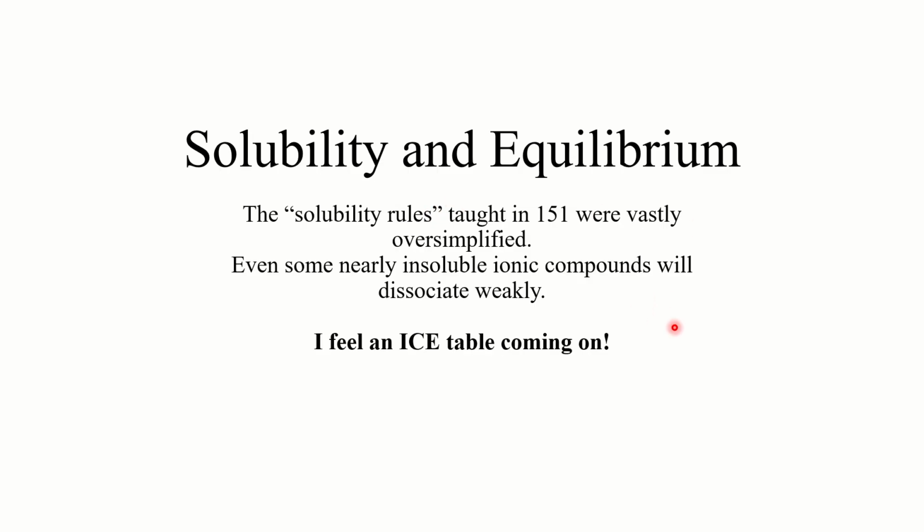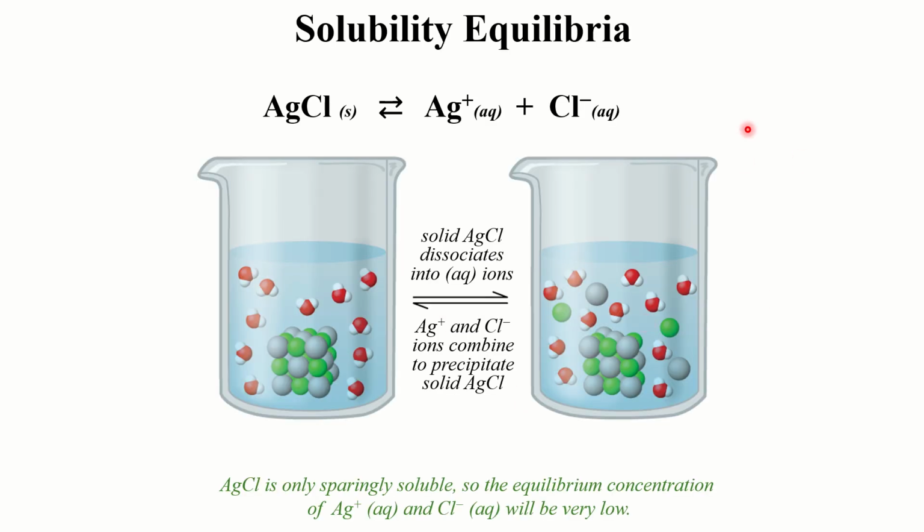Alright, so first, a quick discussion here. In General Chemistry 1, you probably learned about some solubility rules, and while these are generally accurate, they were vastly oversimplified. Even some nearly insoluble ionic compounds will actually dissociate weakly, and yes, unfortunately, I'm sure you're sick of them by now, but this does involve more ice tables. So let's look at what's going on here.